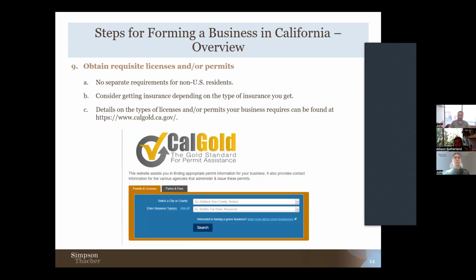Next, you'll want to make sure that your business has all of the required permits and licenses. There's no separate requirement for getting permits for non-US residents, but the requirements for which permits and licenses you need depends on what kind of business you're planning on opening.